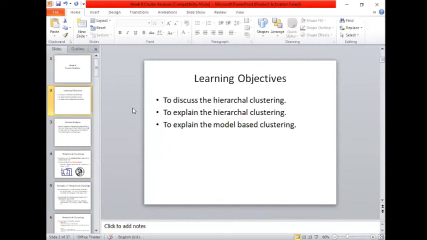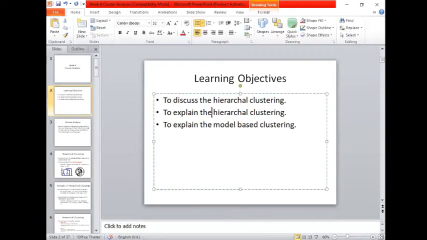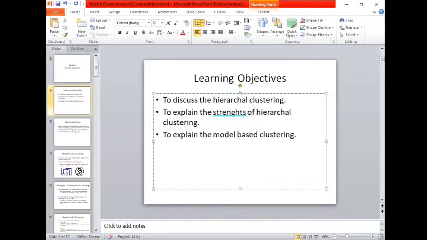So our learning objectives here are to discuss the hierarchical clustering, to explain the hierarchical clustering, and to explain the model-based clustering. Okay, so going back to number 2, to explain the strengths of hierarchical clustering.